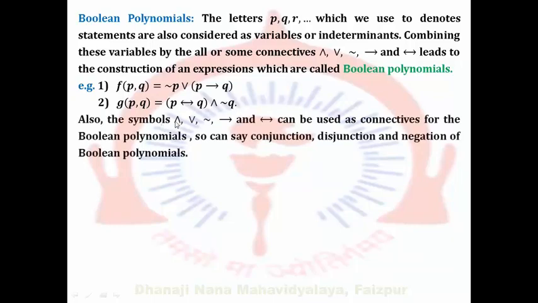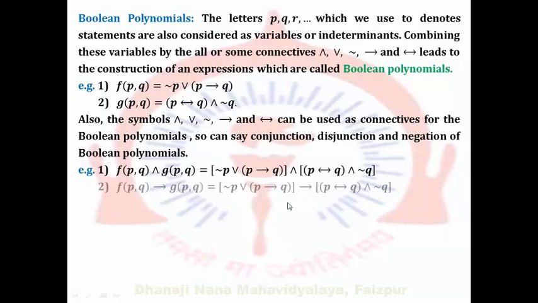Also the symbols and, or, not, implies and double implies can be used as connectives for the Boolean polynomials. So we can say conjunction, disjunction and negation of Boolean polynomials. So we can join the Boolean polynomials by these connectives to get the resultant statement. For example, we have f of p, q and g of p, q is equal to negation of p or p implies q and p double implies q and negation q.